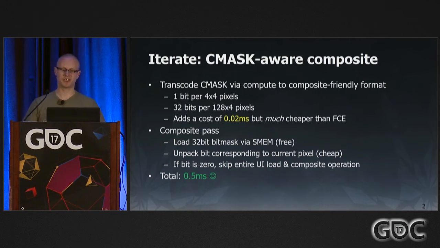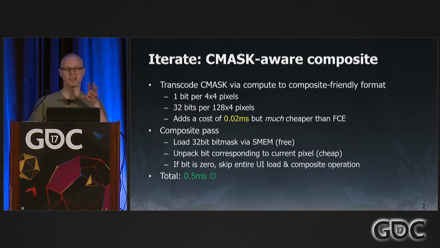And in the composite pass, you take this, you load the bit mask, you unpack the bit corresponding to you, which is very, very cheap. And if the bit's 0, you skip the entire UI operation. You don't load it, you don't clear it, you don't composite it, you don't do anything with it. And that brought us back down to half a millisecond. But of course, our UI is now in ESRAM, so it renders faster. So in some cases, this is quicker than the old path, which is nice.